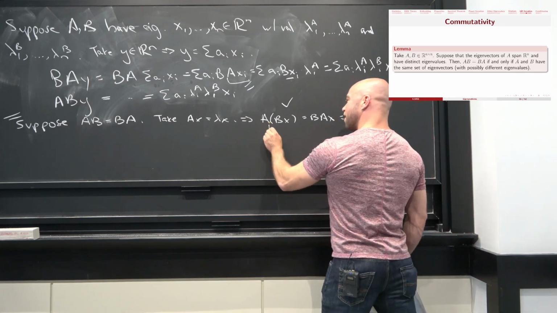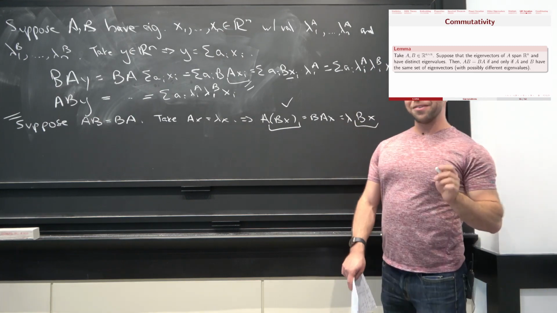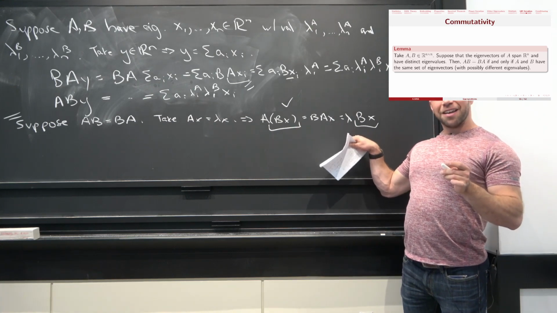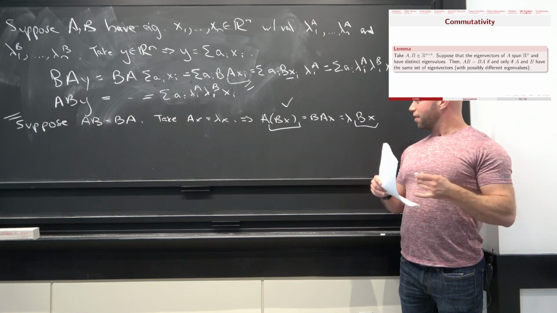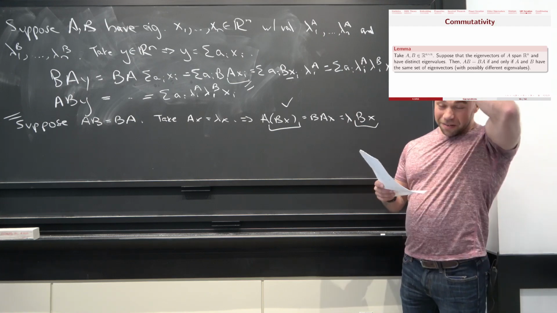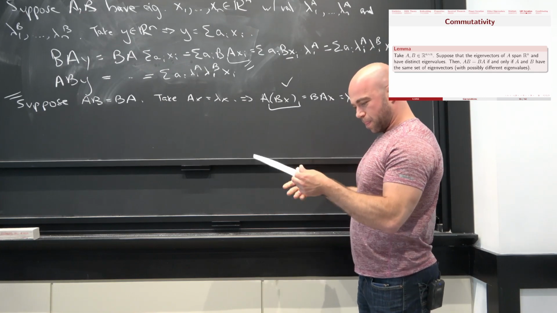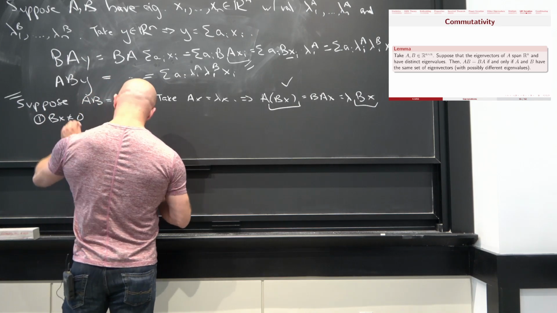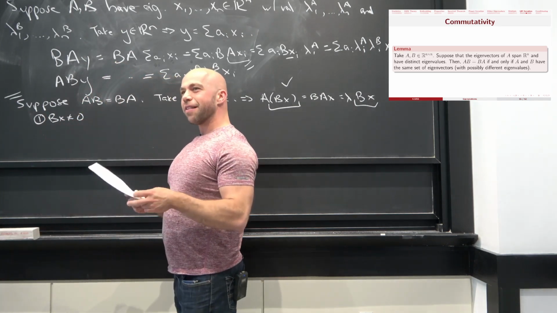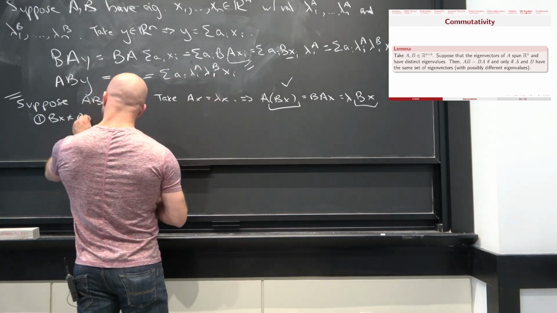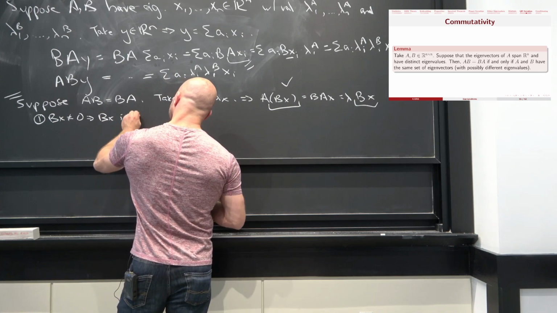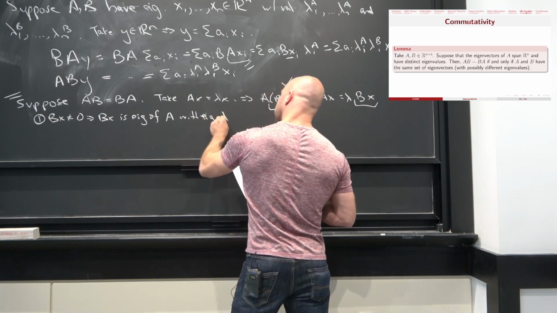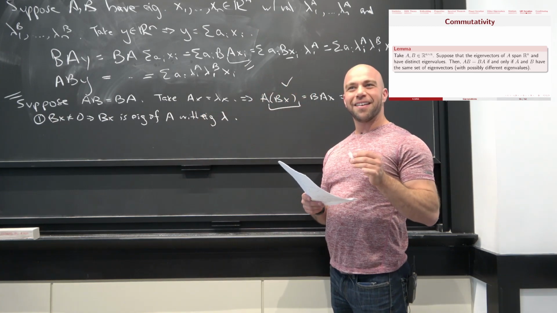So let's take a look. What did we just show? Well, we just showed that Bx is an eigenvector of A. Sneaky, huh? Okay, so we have actually two cases. So one, Bx is not equal to 0, right? So if this is the case, then as we said, Bx is an eigenvector of A with eigenvalue lambda. I mean, that's essentially what we just showed, right?